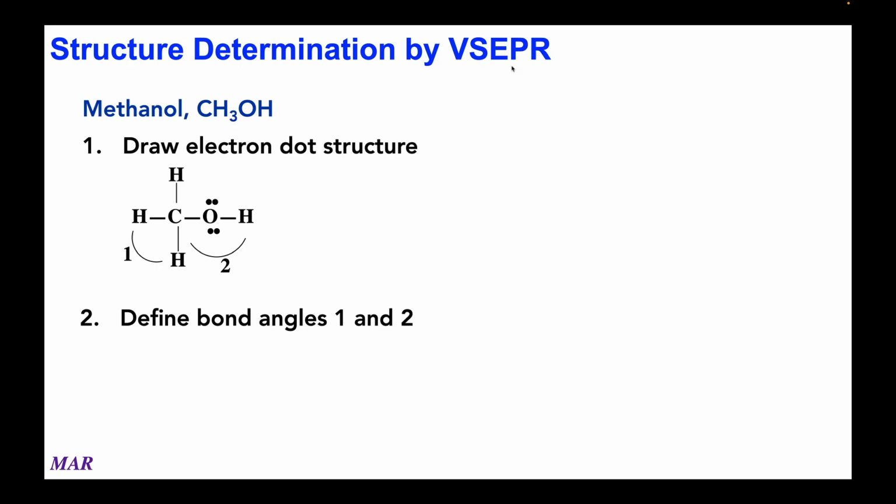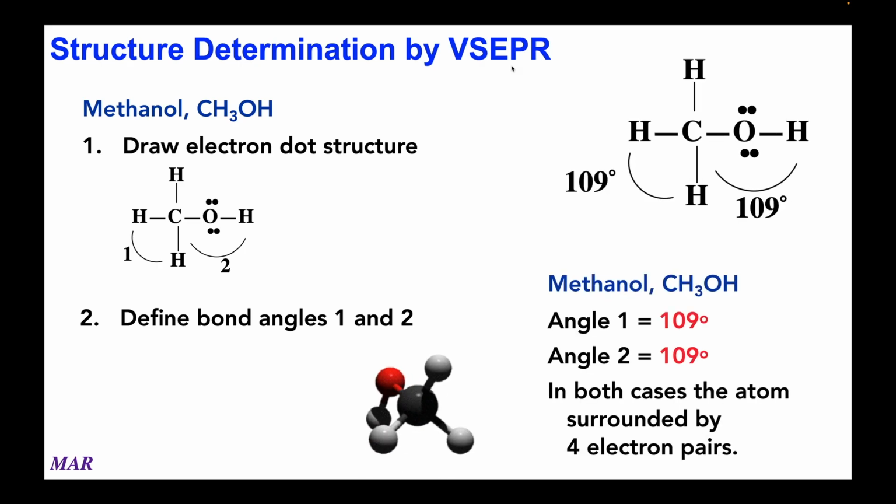Now you can go farther though, because anything that's tetrahedron should be about 109 degrees. So if someone asked you what the HCH angle was, angle 1, or the HOC angle, angle number 2, well, both of those are tetrahedral geometries. And so both of those would be about 109 degrees. And that's kind of a cool thing to know. So you can actually make predictions.